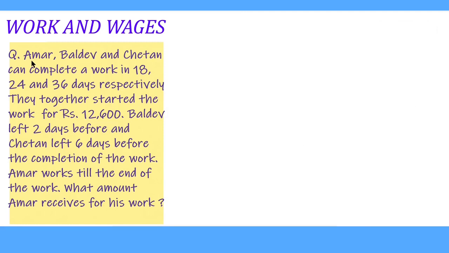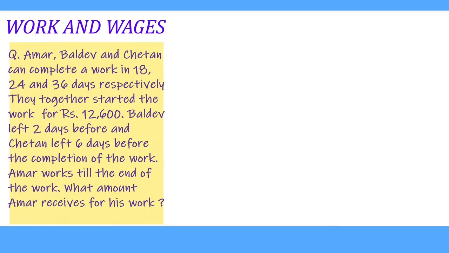Now we go to the next question. Amar, Baldev and Chetan can complete a work in 18, 24 and 36 days respectively. They together started the work for rupees 12,600. Baldev left 2 days before and Chetan left 6 days before the completion of the work. Amar works till the end of the work. What amount does Amar receive for his work?